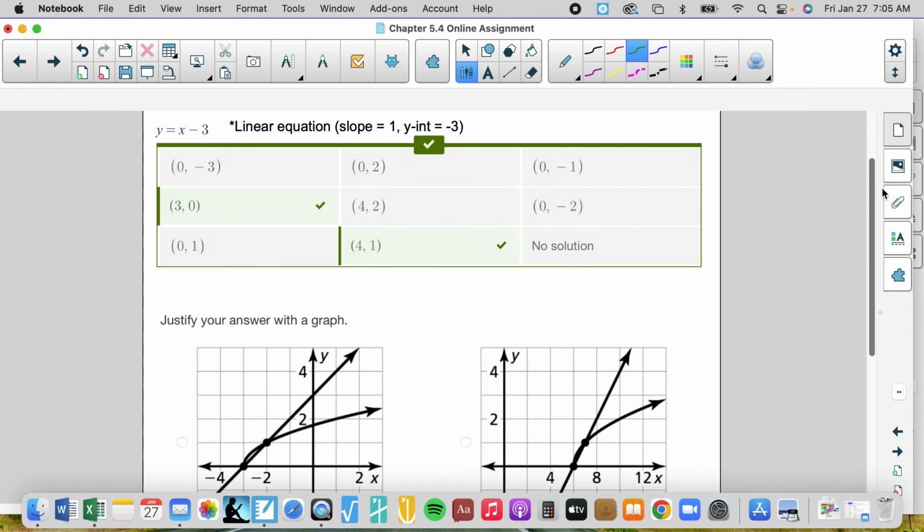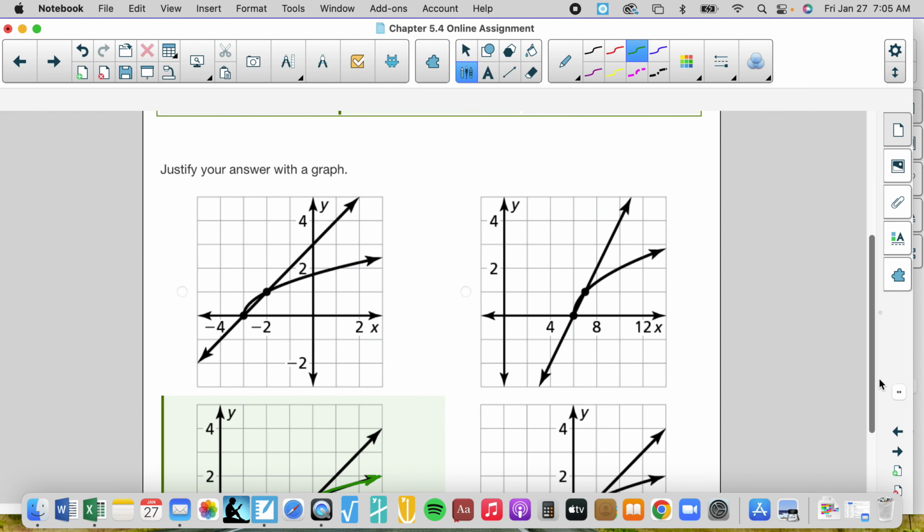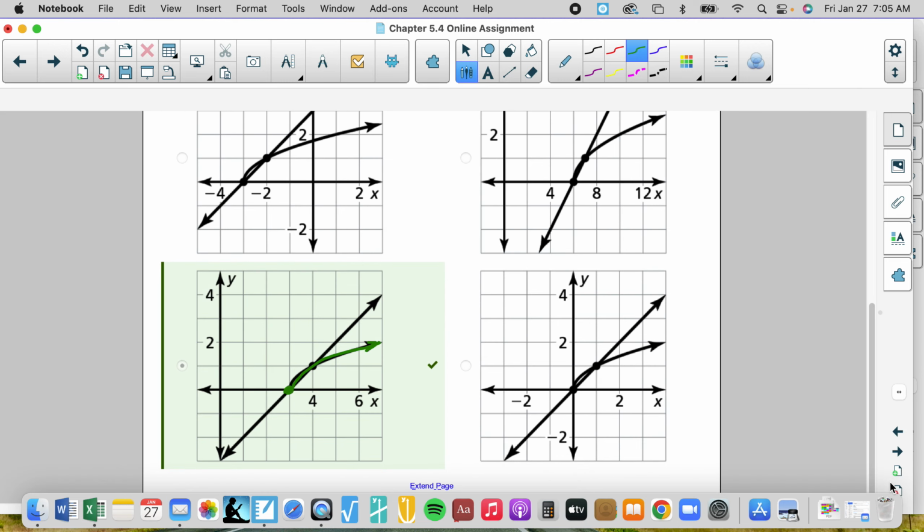And then we should notice that y equals x minus 3 is a linear equation. It's a linear equation with a slope of 1 and a y-intercept of negative 3. So we would find the line that crosses the y-axis at negative 3, 1, 2, 3, and has a slope of 1, up 1, right 1. So we know that this is going to be my graph.